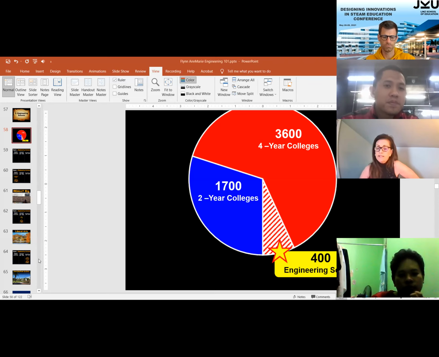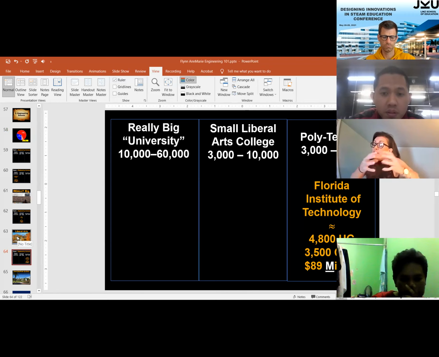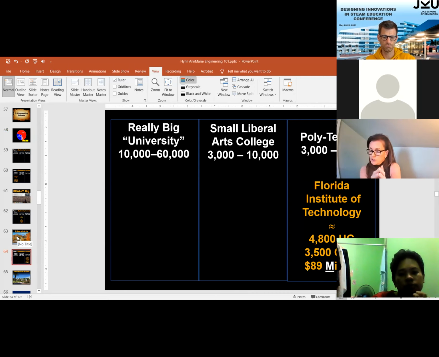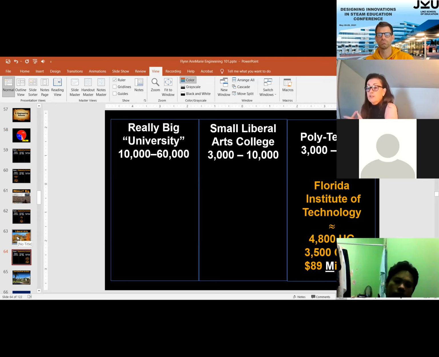Now, the reality is you have to realize that there are different types of engineering schools. And I'll go through this quickly. There is the very big university. For example, the University of Michigan. It has 50,000 students. You can do engineering there. There is the small liberal arts college. It's a school that started as a liberal arts university, and they added engineering. And then the third is a school that has the word poly or tech or institute in the word.